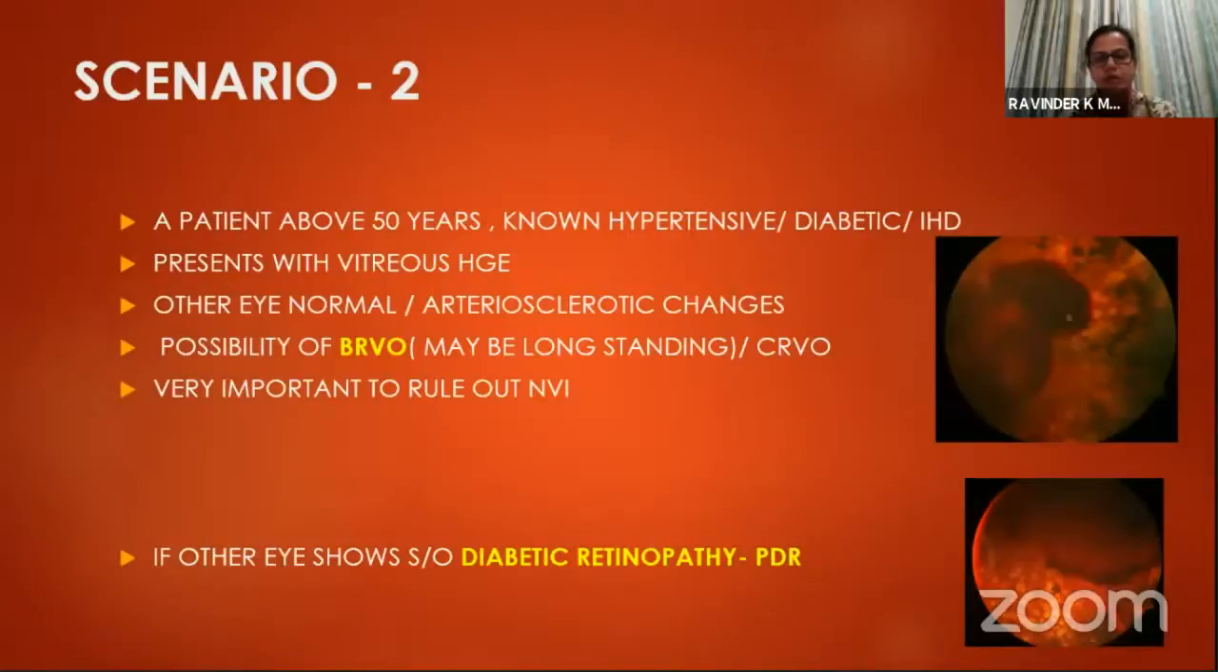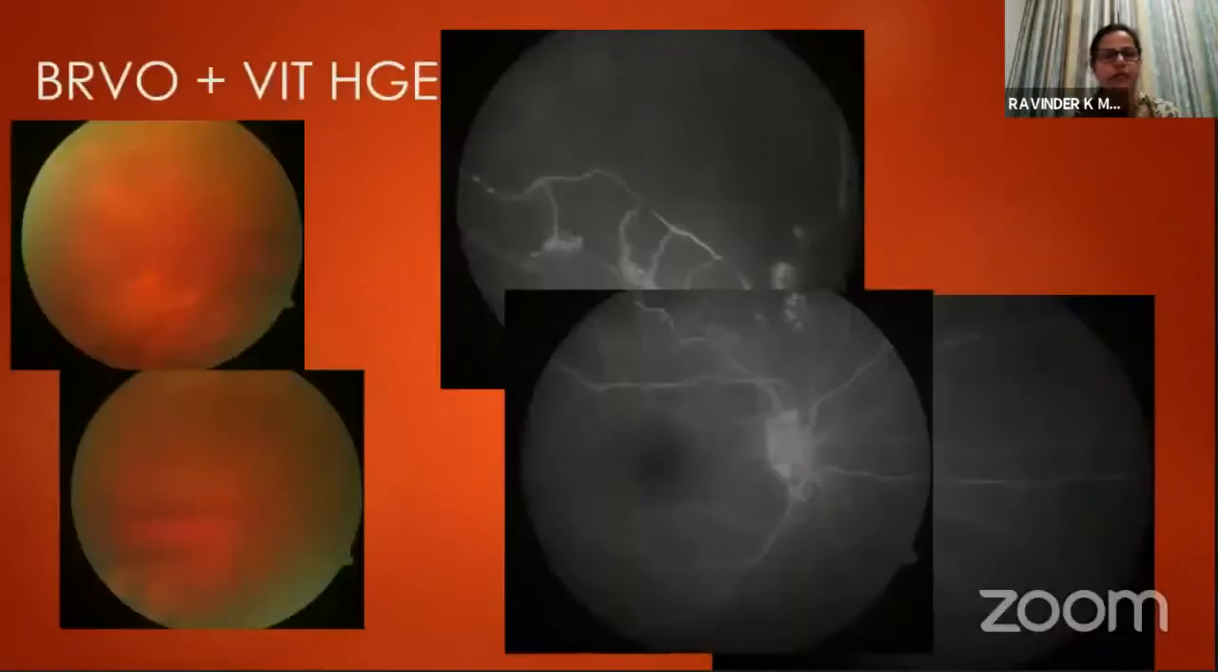and the other eye is absolutely normal or shows some arteriosclerotic changes, then there is possibility of branch retinal vein occlusion, which might be there for a long time and the patient might have missed it until the patient has bled from neovascularization, raised fibrovascular proliferation. So in these cases, it is very important to rule out neovascularization of the iris. And obviously, if the other eye is showing signs of diabetic retinopathy, then things are very clear.